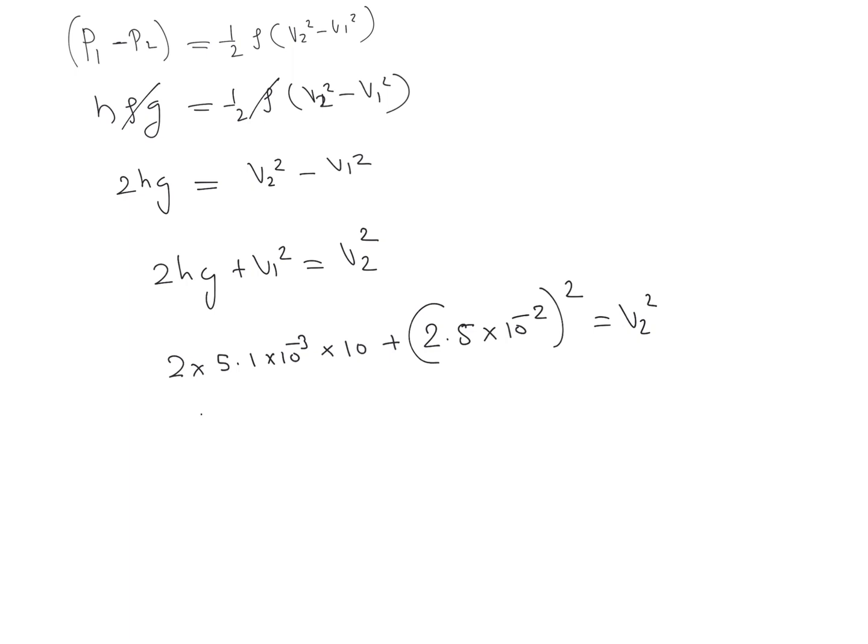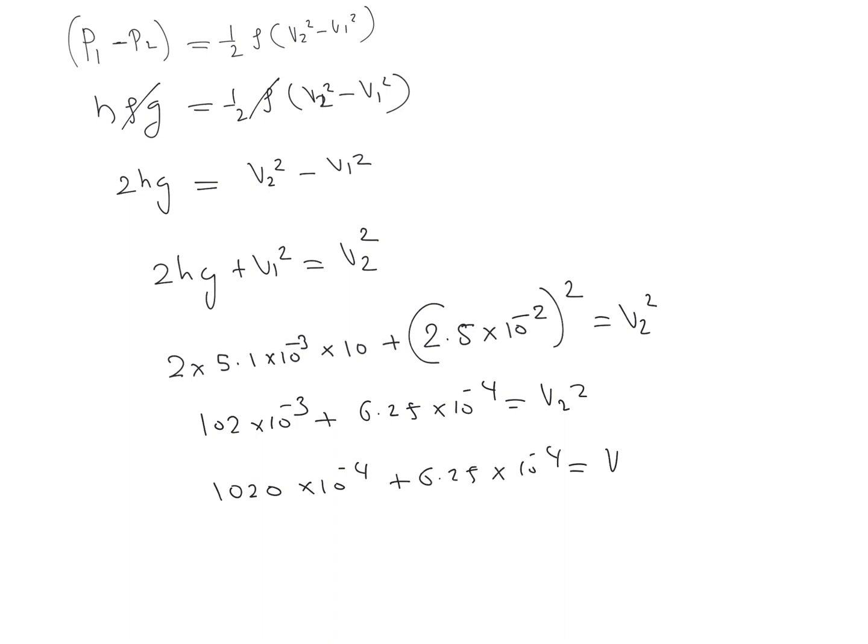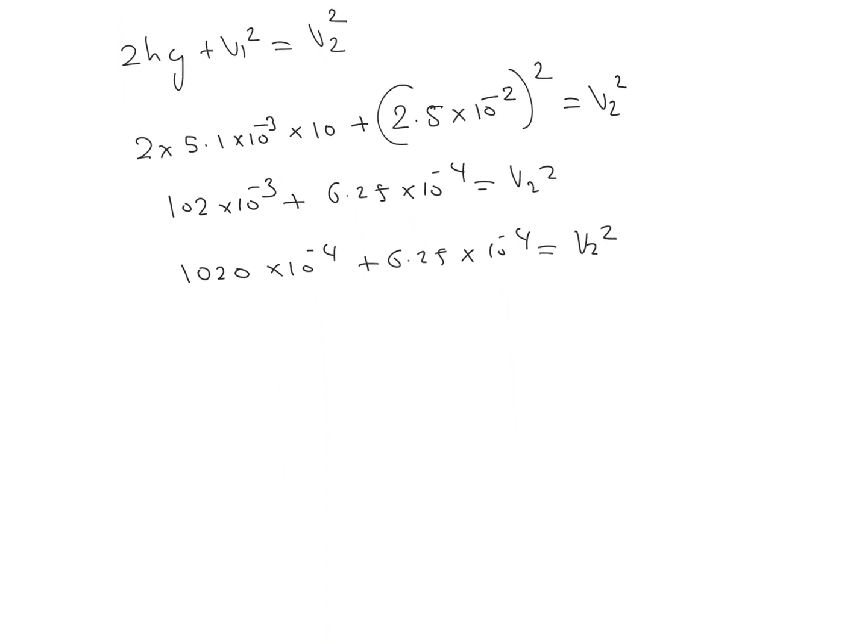So V2 square is equal to 102 into 10 raised to minus 3 plus 6.25 into 10 raised to minus 4. We can just rearrange this in terms of 10 raised to minus 4. So 1020 into 10 raised to minus 4 plus 6.25 into 10 raised to minus 4 will give the value of V2 square. If we add these, we get 1026.25 into 10 raised to minus 4 as the value of V2 square, or you can write V2 will be equal to the square root of this.